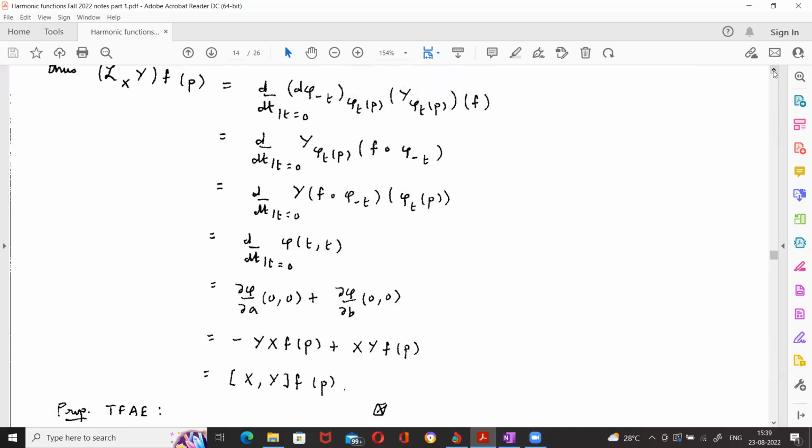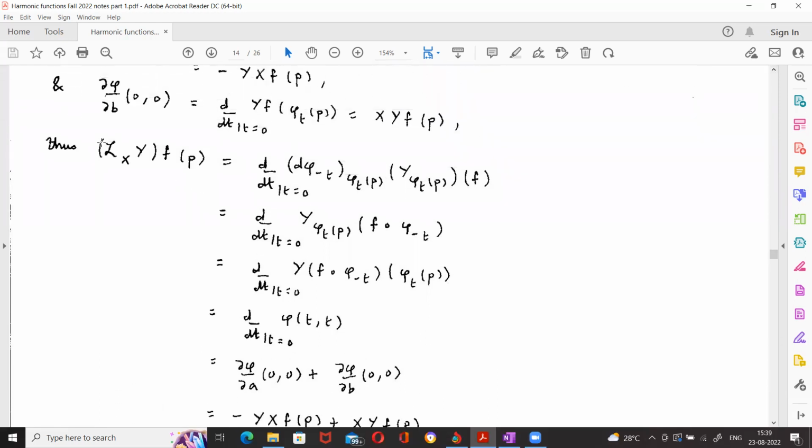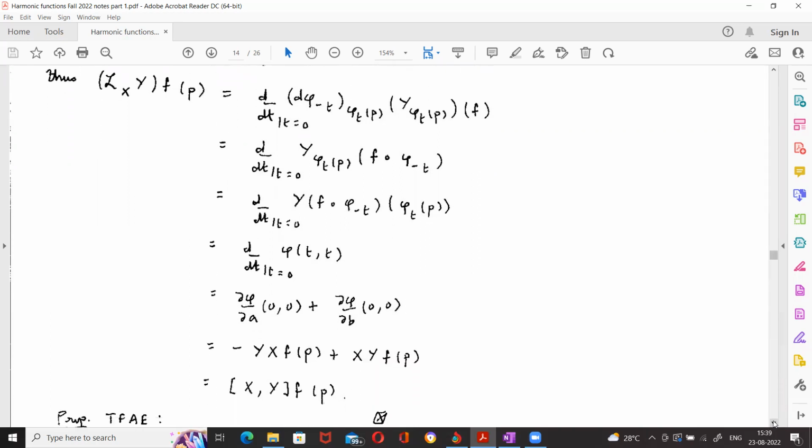Okay, so that proves that the Lie derivative and the bracket acting on F are equal. So this is true for all F. So therefore, L_X Y is equal to the bracket XY.